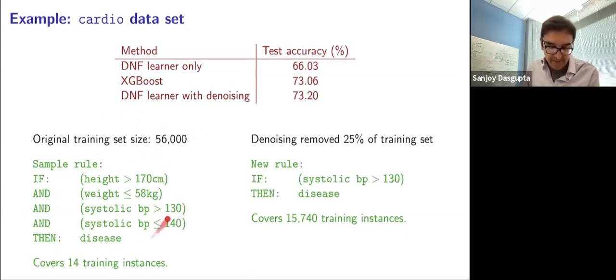one of the rules that you get. It's a conjunction of 4 features, not too complicated at all. But it's a highly specific rule. It applies to only 14 training points.